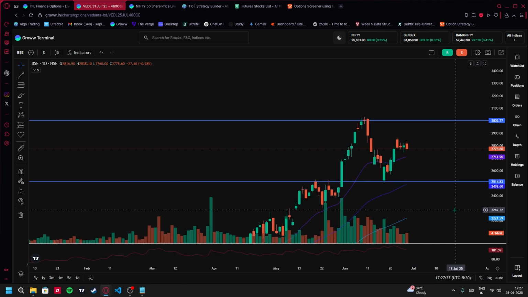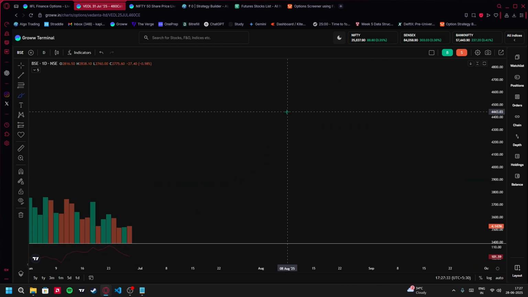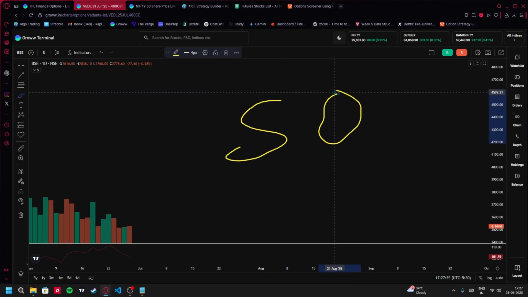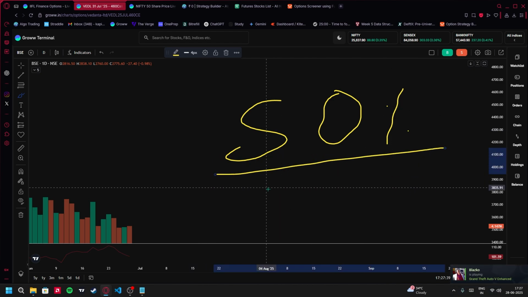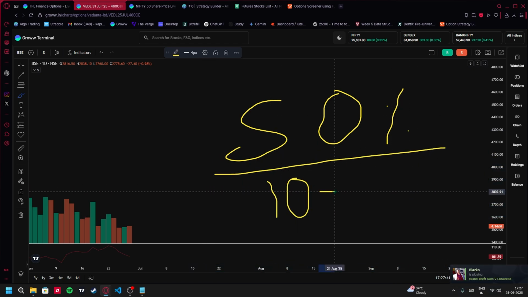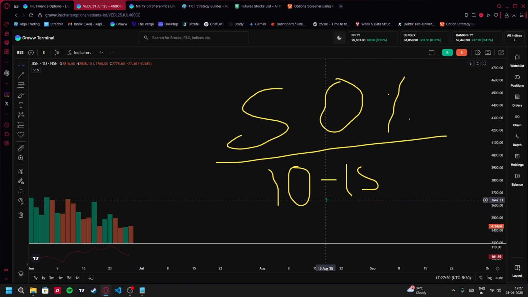Another good thing about monthly option selling is that options lose about 50% of their value. This is from my personal experience. They lose 50% of the value in about the first 10 to 15 days. So for example, if you're entering at the start of the month, you will not have to hold till the expiry. You just have to hold till about 15 days, and you will make about 50% of the premium.